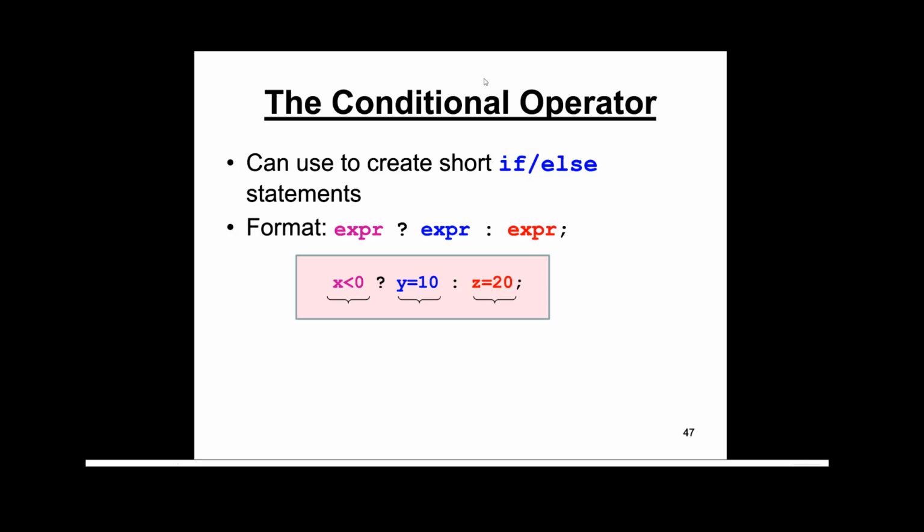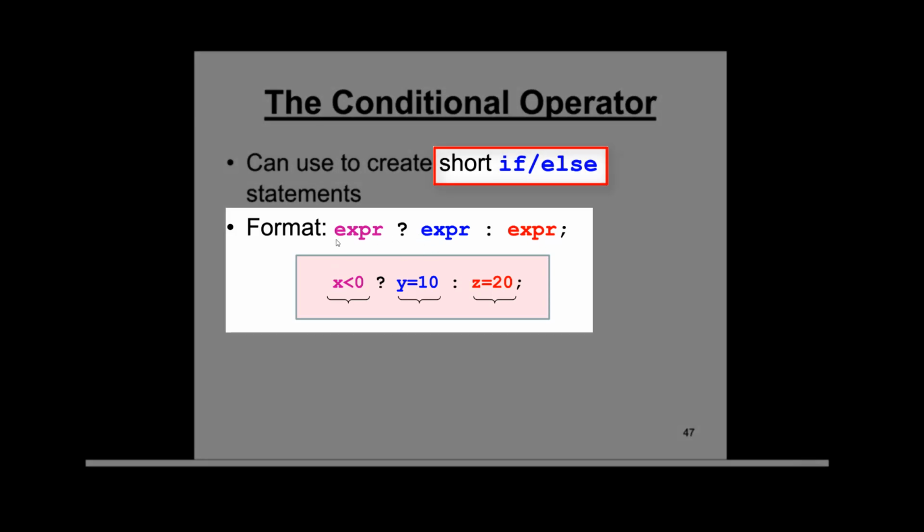You can use the conditional operator to write an if-else statement. A conditional operator is used to create a short if-else statement. So how do we do this? By using this syntax: expression, question mark, a true expression, colon, and a false expression, semicolon.